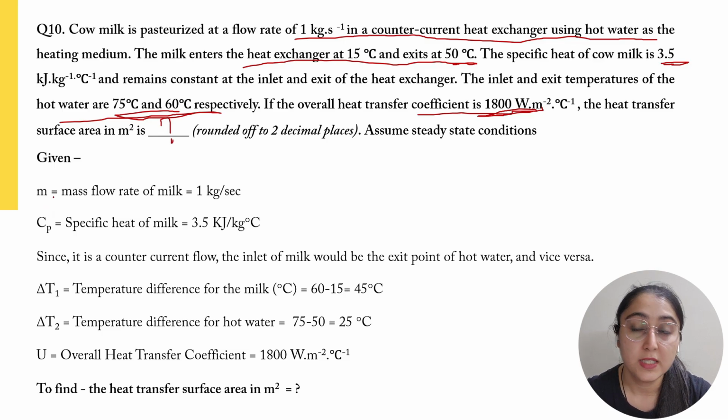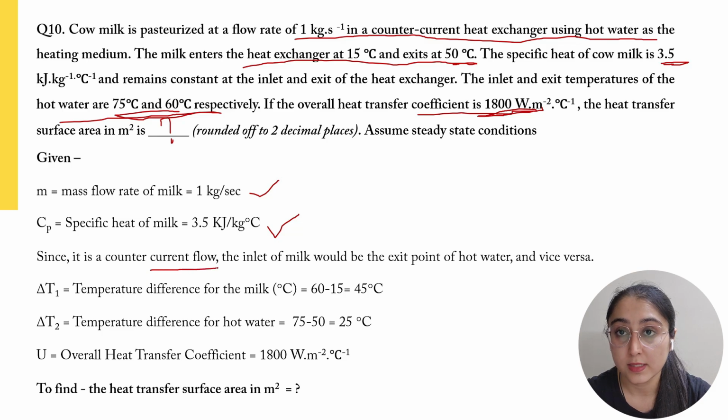So now, firstly, let us see what all things are given to us in this question. Firstly, we are given the mass flow rate, that is 1 kg per second. Next, we are given the specific heat of milk, which remains constant from inlet to exit, which is 3.5. Now, since the question says that it is a counter current flow, right? So the inlet of the milk would be the exit point of the hot water and vice versa.